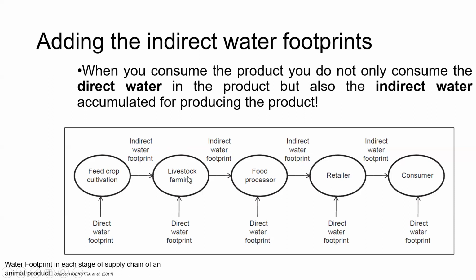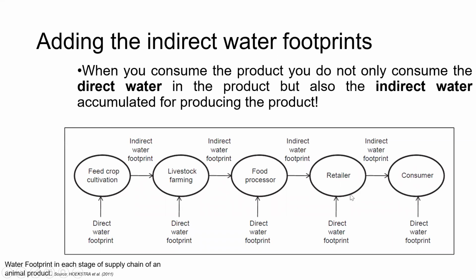Then this direct plus indirect footprint now becomes the indirect footprint for food processors, and food processors are also using direct water for washing, for cleaning, many things. So that is their direct footprint. But now food processors are using this plus this plus this, three water footprints. Actually, they are using only this water directly, but indirect water is being utilized from this and from this.